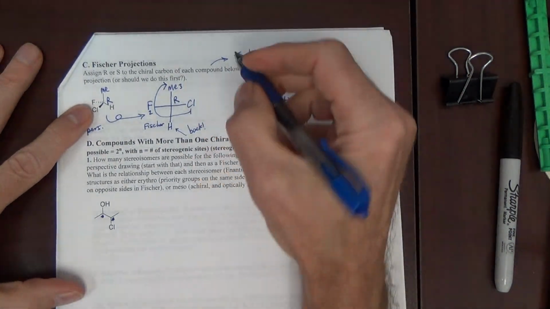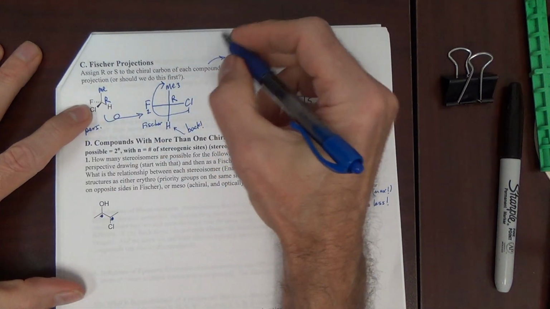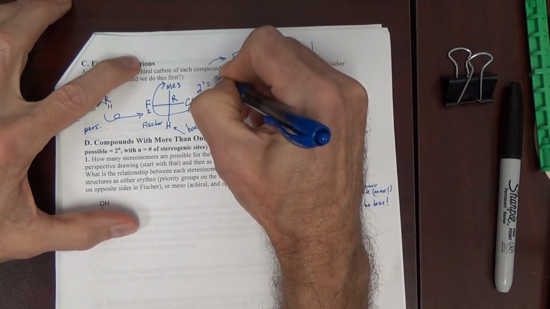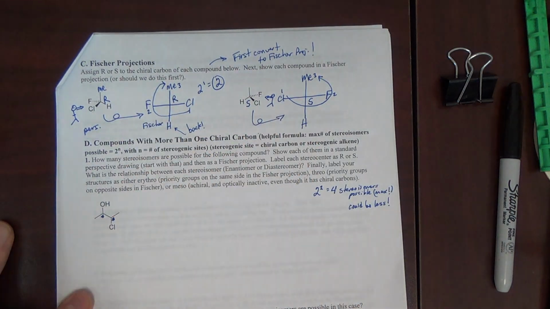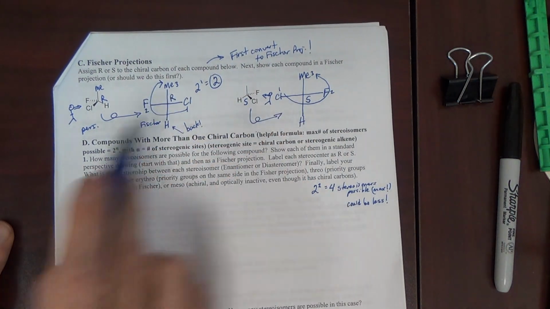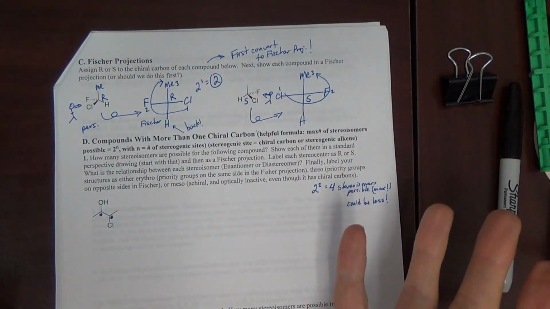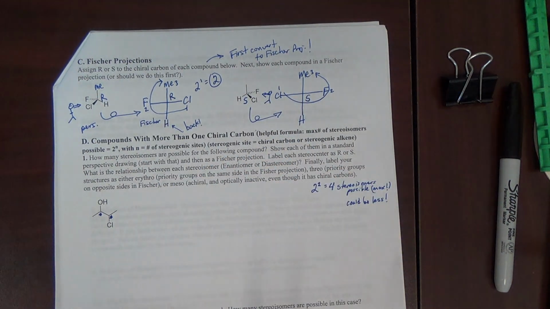Up here, how many stereogenic sites up here in this molecule? 1. 2 to the 1 equals 2. And we drew the 2. 1 is R, 1 is S. There's not 3, there's not 4. 2 is the maximum number, and we drew them.